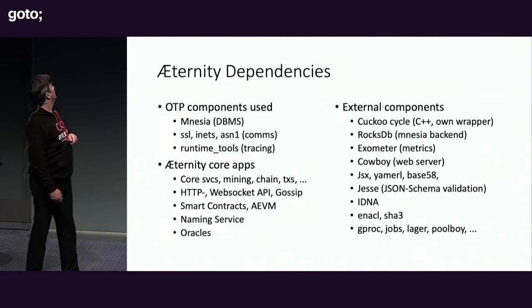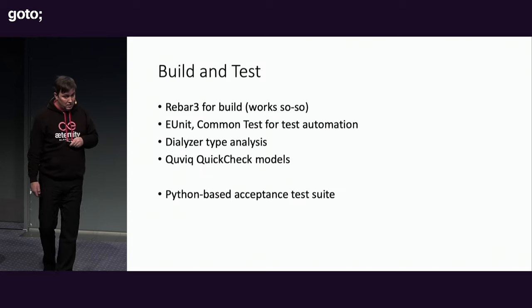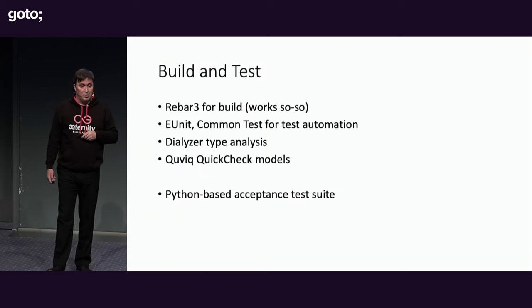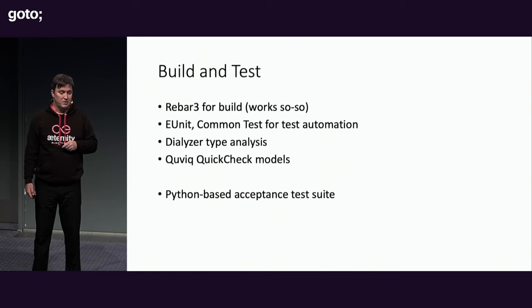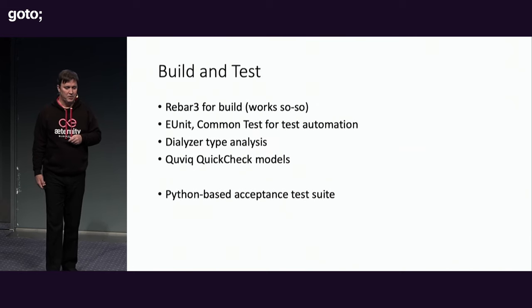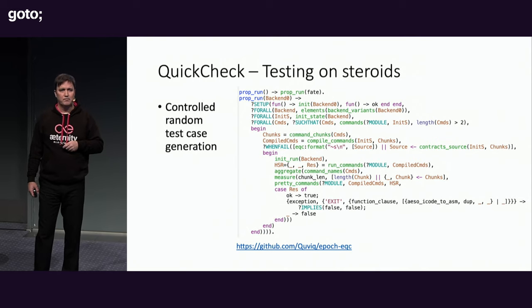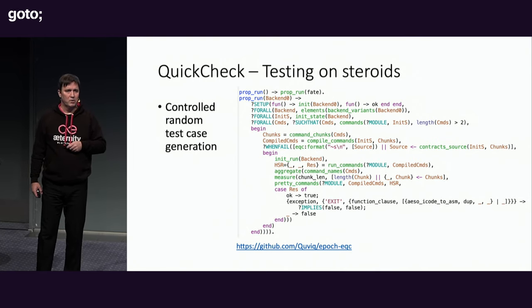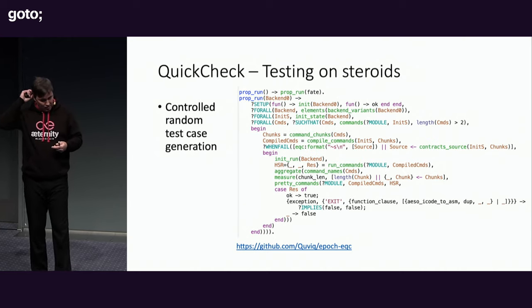Let's see. This is just the dependencies we use. I'm going to skip that. These are the build and test tools we use, Erlang specific. They're okay. They're not fantastic. QuickCheck I'll mention briefly. How many of you have heard of QuickCheck? Okay, about a third. QuickCheck is a tool actually invented in the Haskell world.